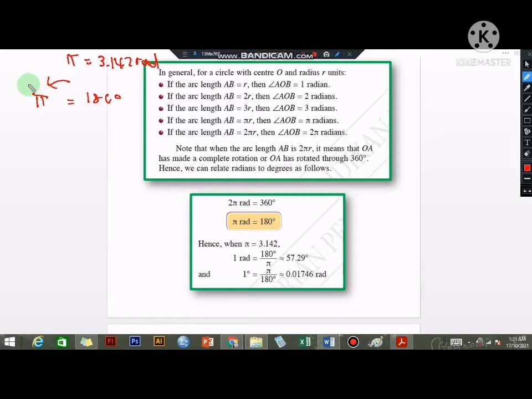So for this one, pi is equal to 180, we know. When pi radian is equal to 180, the value of pi is 3.142. For 1 radian, we want to know the relation between a radian and degree. So based on this, this is the basic one: pi radian is equal to 180.